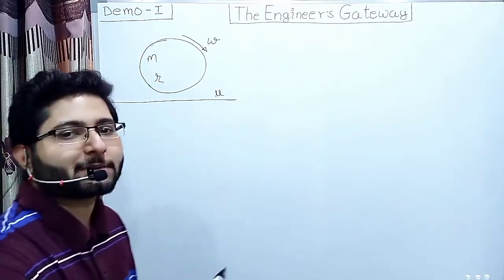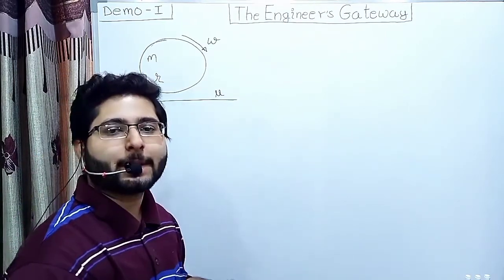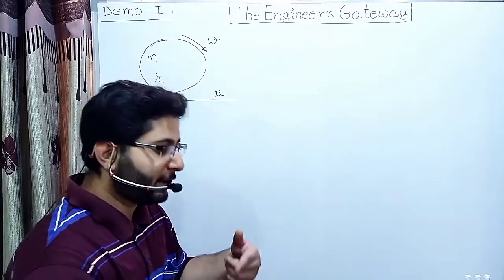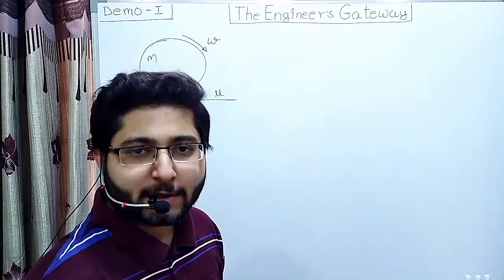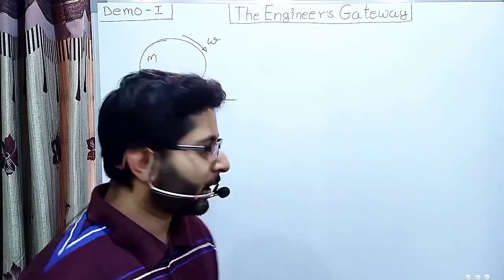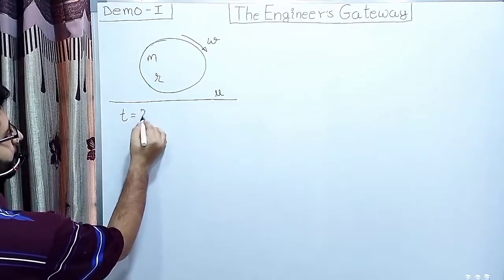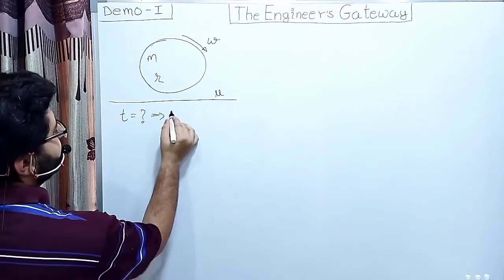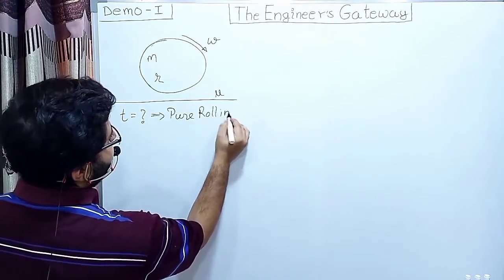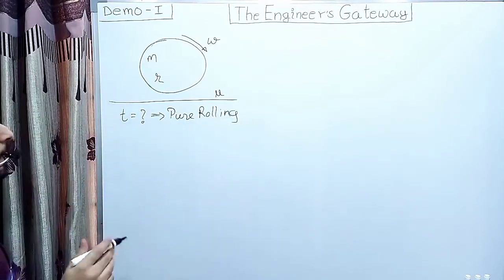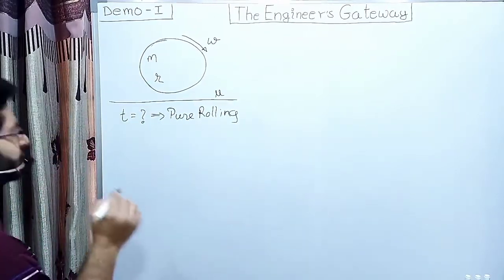It will initially try to slip, but eventually it will gain some linear velocity, and it will lose its kinetic energy, and it will try to continue pure rolling. So after what time t will this start pure rolling? Okay, I hope the question is clear. How to proceed with this question?